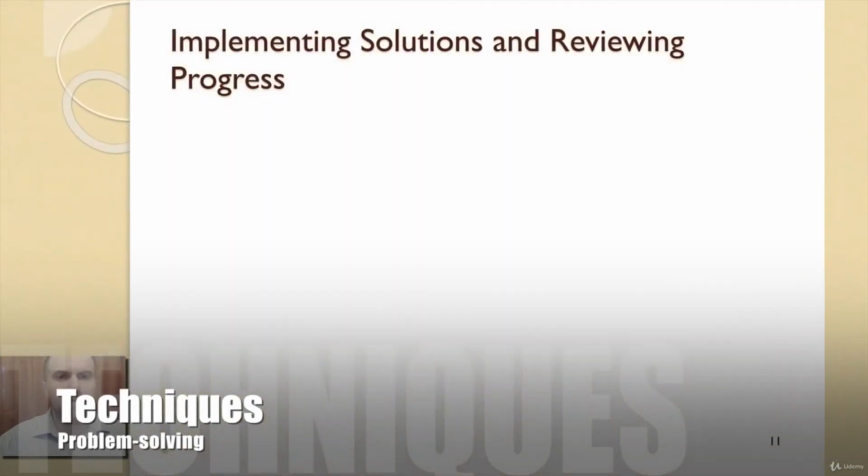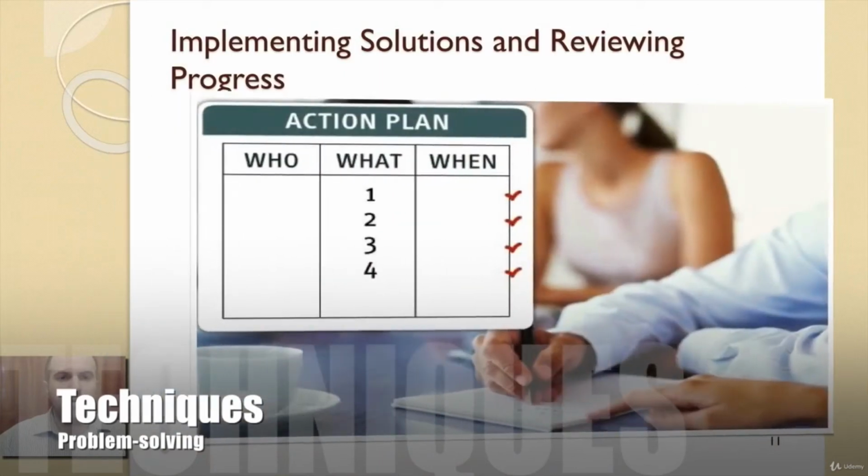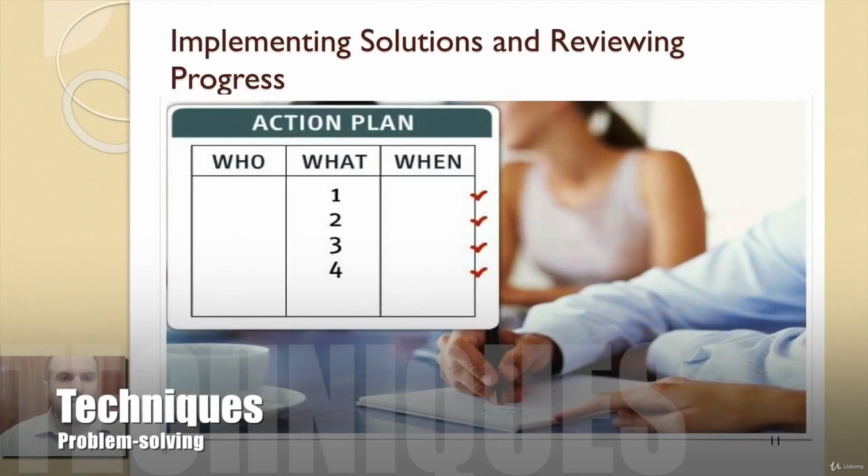As the final step, you need to implement the solution. This is an ongoing process. You need to ensure the required resources remain available and monitor progress in solving the problem. Otherwise, all the work you've done might be for nothing. You can use a checklist to track what has been done and note what still needs to happen.